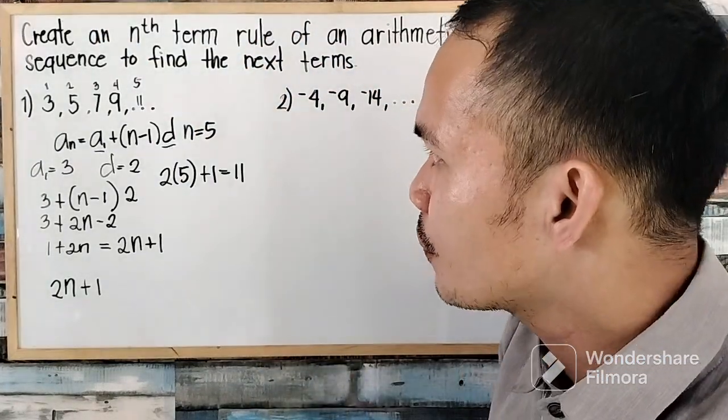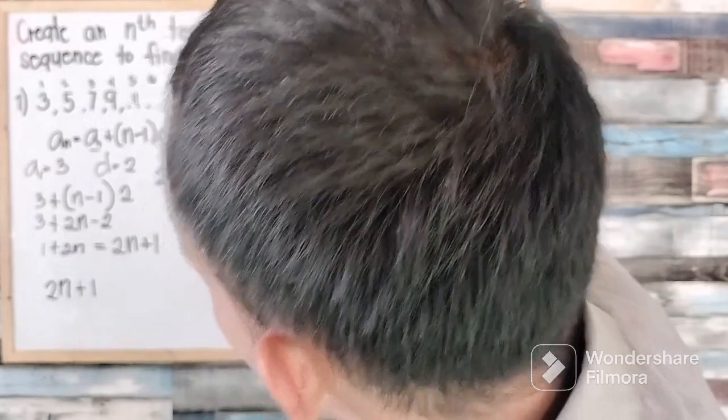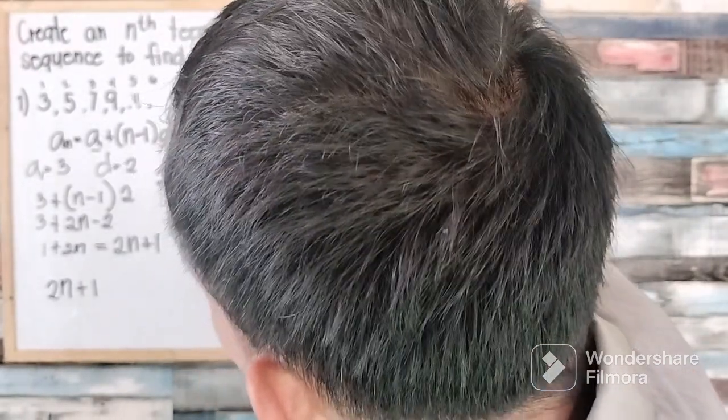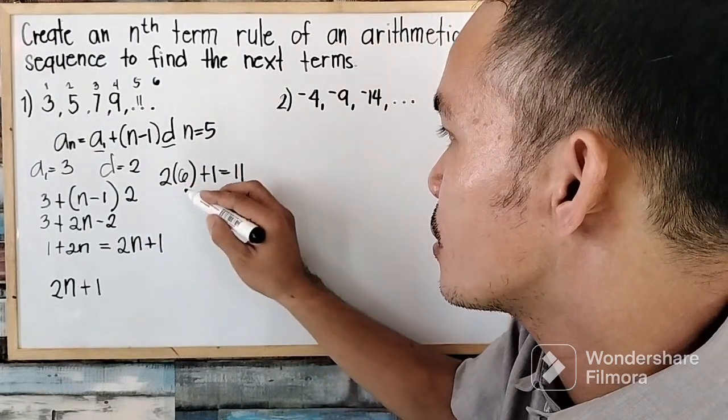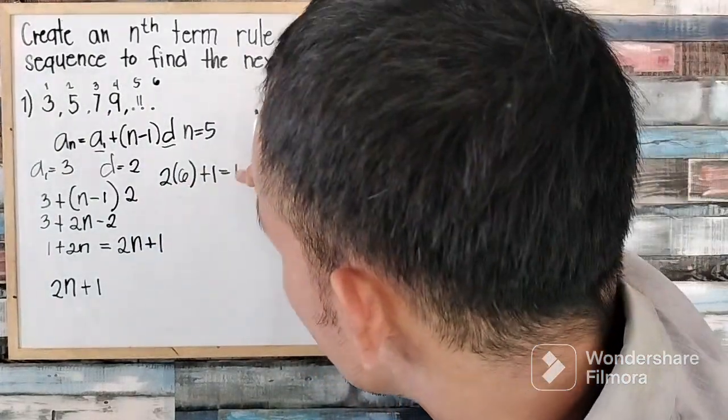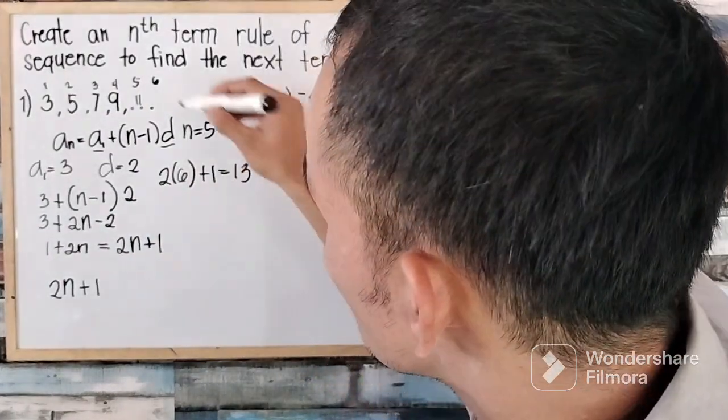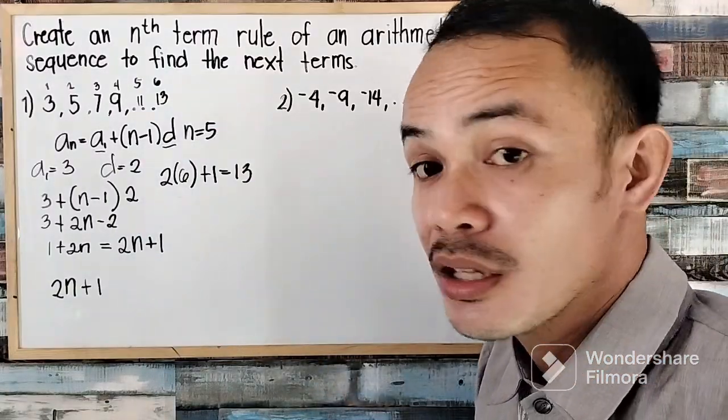Alright? And let's say, for example, if you want to find the sixth term, you have to substitute it by 6. Alright? So, 2 times 6, that is 12, plus 1, that is 13. So, the sixth term there is 13.